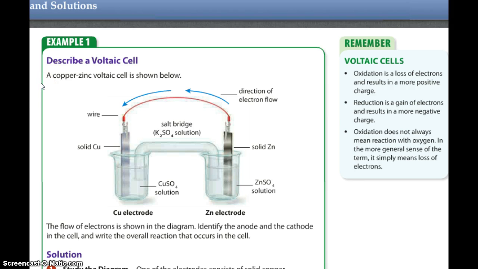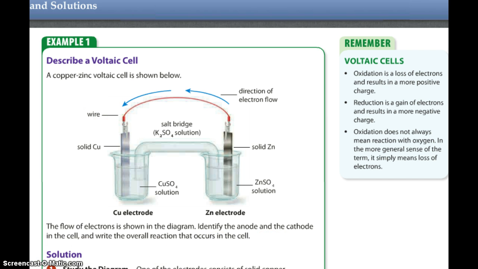A copper-zinc voltaic cell is shown below. All right, so we got our zinc half cell over here, our solid zinc. The electrons are going over to this side. So this tells you that this is what, the anode or the cathode? If the electrons started over here and went to the other side, where they started, it's negative, and they're attracted to the positive side, which is called the cathode. And then, of course, the salt bridge connecting it in order to keep the whole thing neutral.